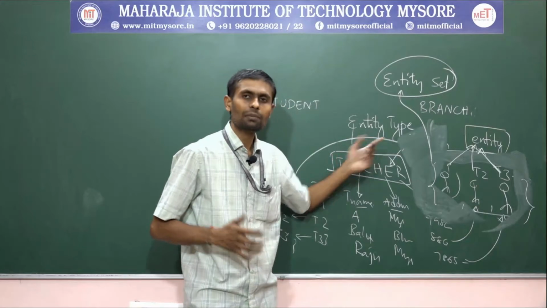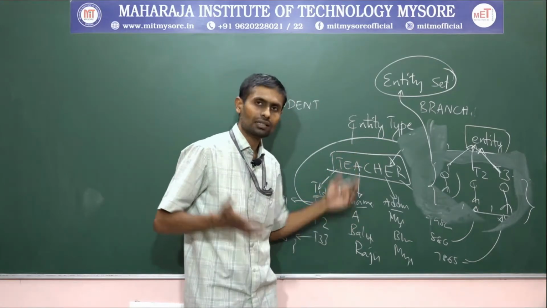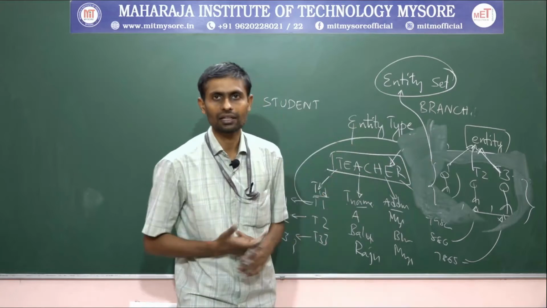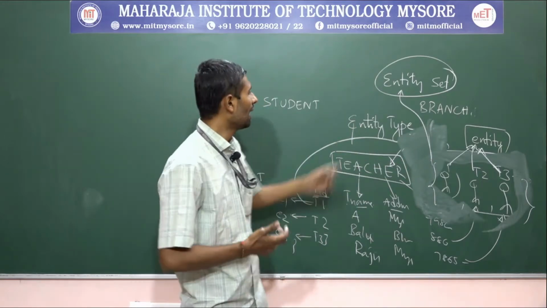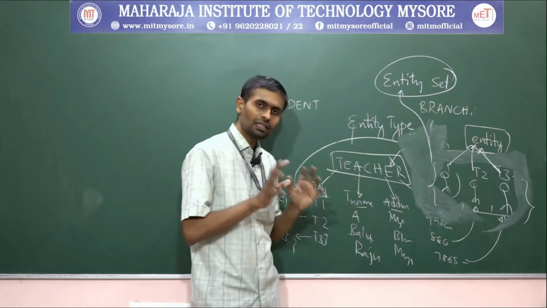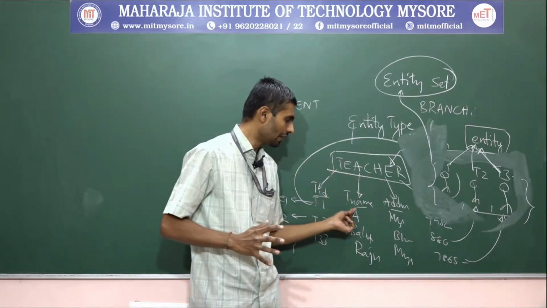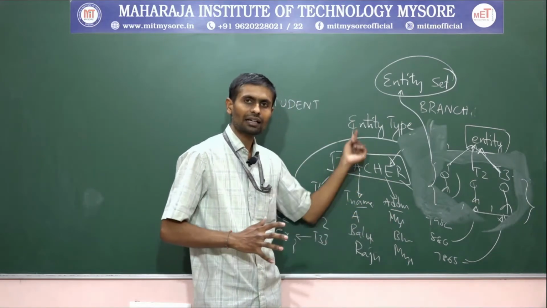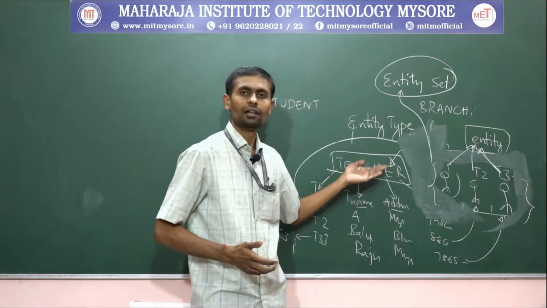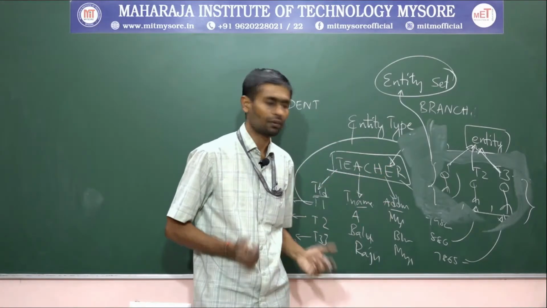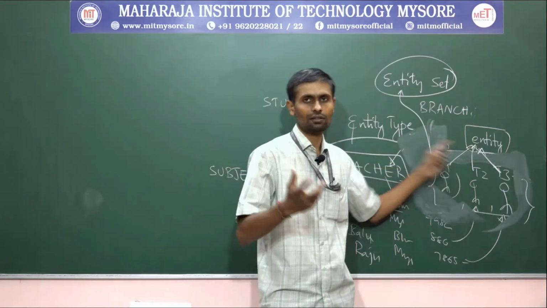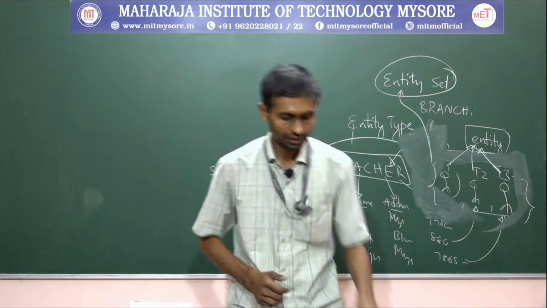An entity type can be described as a name given to a set of entities, or the name given to a collection of entities. This entity type can be further described as TID, T name, address, that means it contains its own properties of interest. These are all the properties of a teacher, that means an entity type. Next, an entity is an instance of an entity type, that is it.